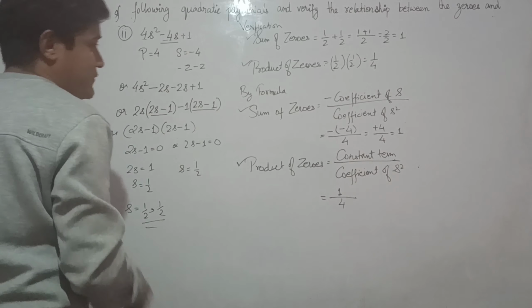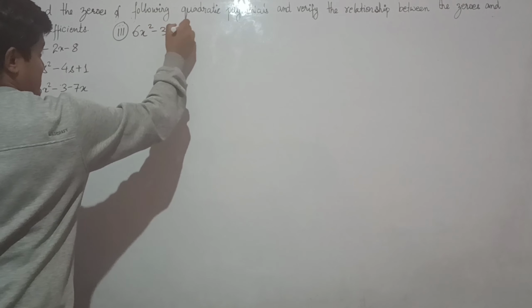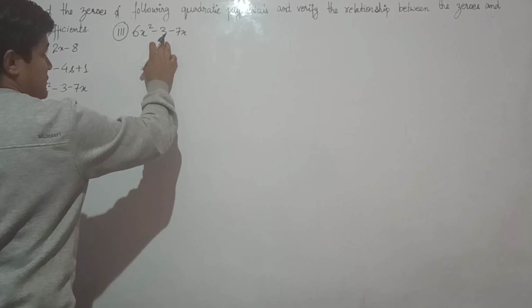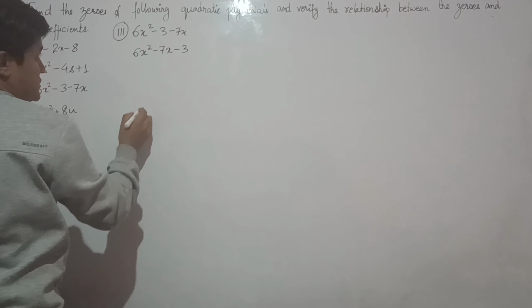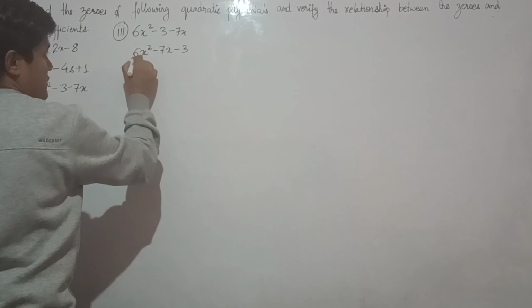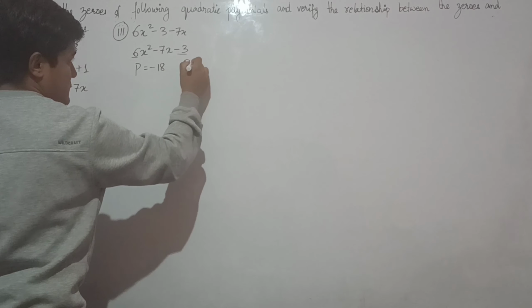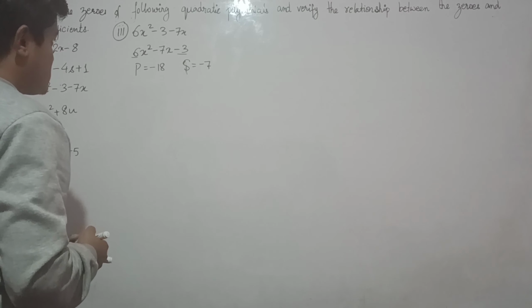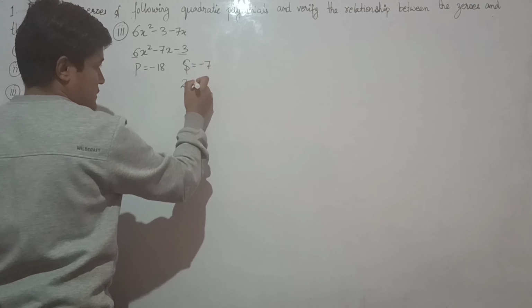So keep in mind, a constant term is a number which is without the variable. Now the question: x square minus 3 minus 7x. We write it in a systematic way. This is our question again, finding the zeros. The product is here 6 into minus 3, which is minus 18, and the sum is minus 7. So we need numbers whose product is 18 and whose difference is 7. 9 and 2 make 18, and 2 and 9 make 7 on subtracting, so 9 must be minus.